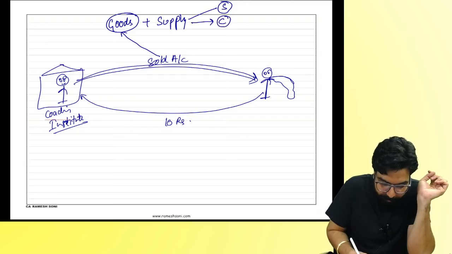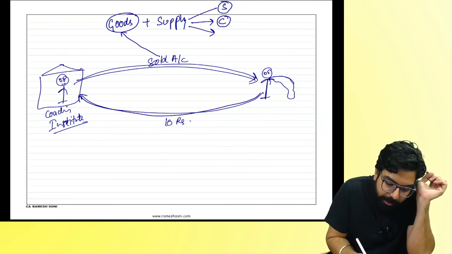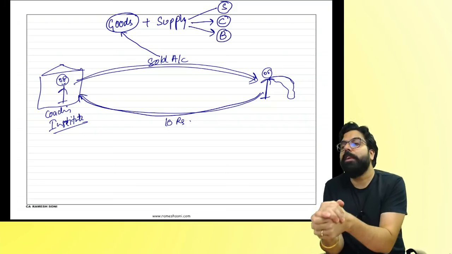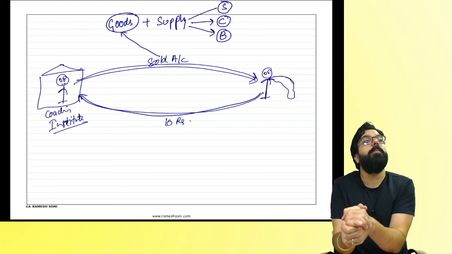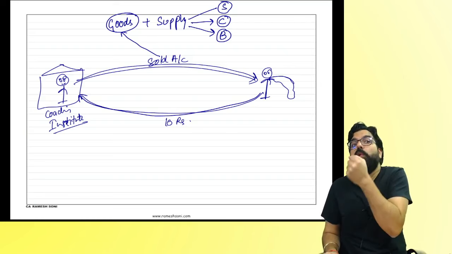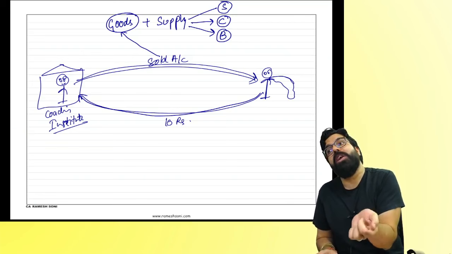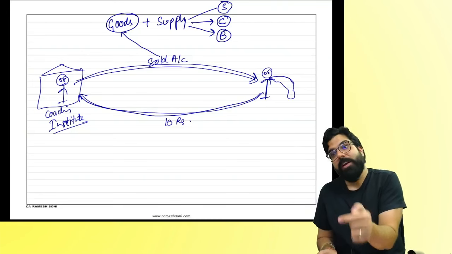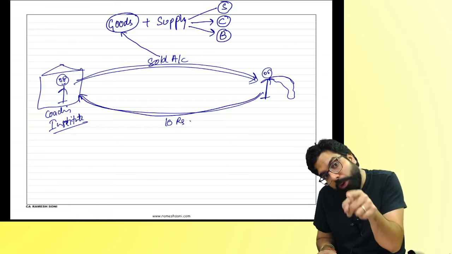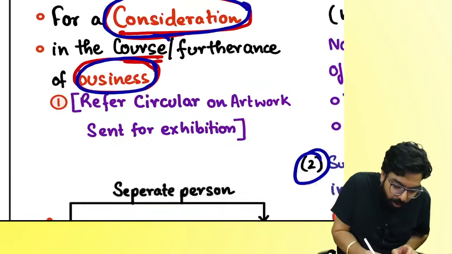Is it for a consideration? 10 rupees also is a consideration. Is it in the course of my business? 1 minute. Business does not mean, the word is not business. The word is in the course of your business. During the carrying out of your business, if you do any activity which is your auxiliary activity to business, incidental activity to business, that is also included in the definition of supply, because the word used is what, everyone? In the course.